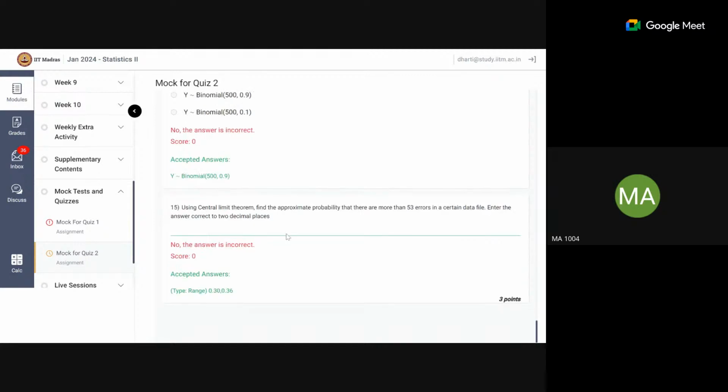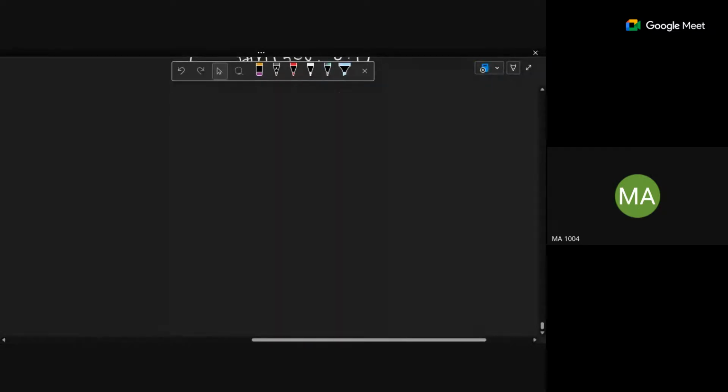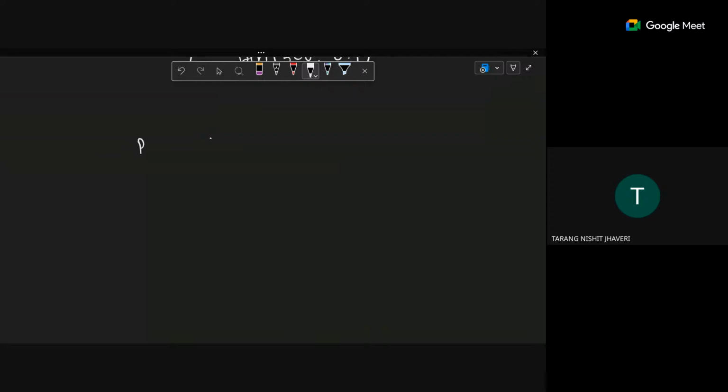Using CLT, central limit theorem, find the approximate probability that there are more than 53 errors in a certain data file. Okay. More than 53 errors are there. That means what is it asking? Y greater than 53. But just remember, now for this question number 15, your variable will be changed a little bit. Because it is giving greater for error, so we will take 0.2. Yeah, probability that your y is greater than 53, that's fine.